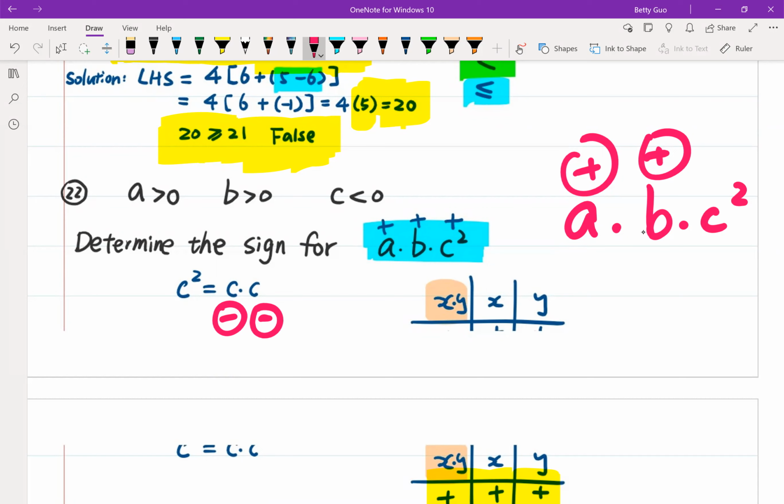A square is never negative. So c squared is positive. All three factors are positive. The product is positive as well. So the sign for this expression is positive.